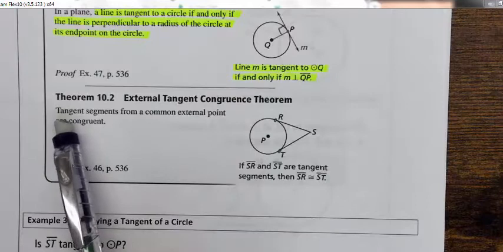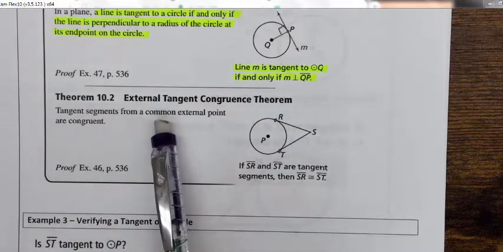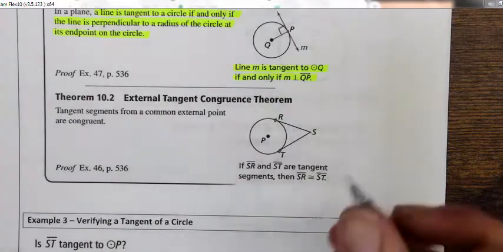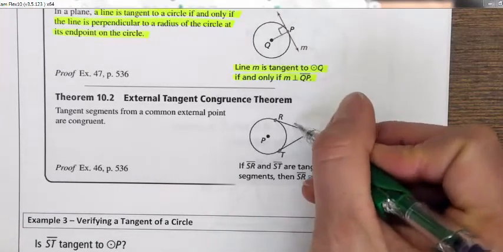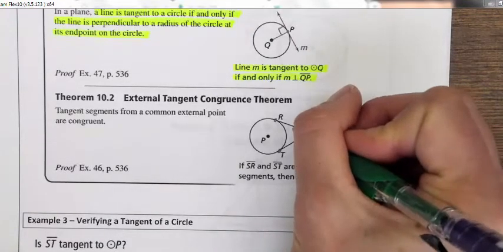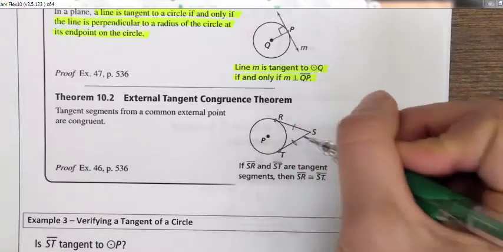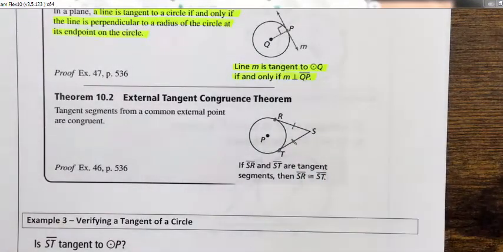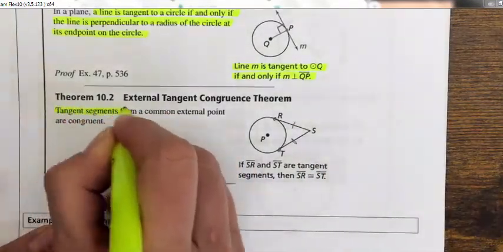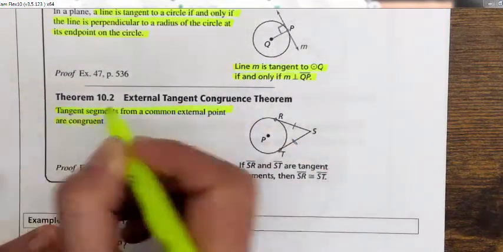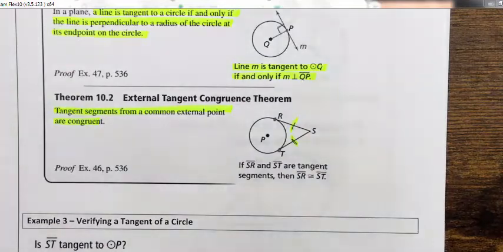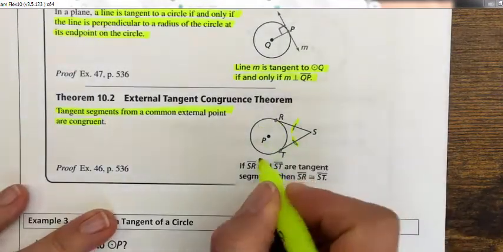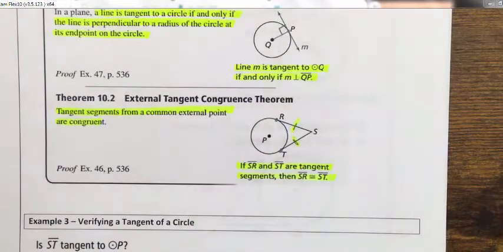Okay, so if I know that I have two tangent segments coming from a common external point like point S, then I know that these two are congruent. So segment RS is going to be congruent to segment ST. All right, so tangent segments from a common external point are congruent. Hence, we can conclude that these two segments are congruent, which is exactly what this says right here.